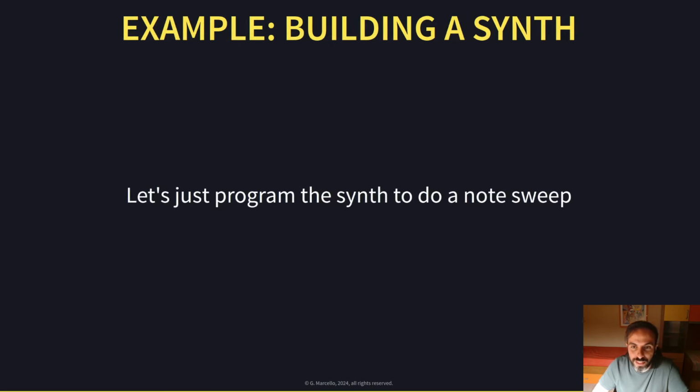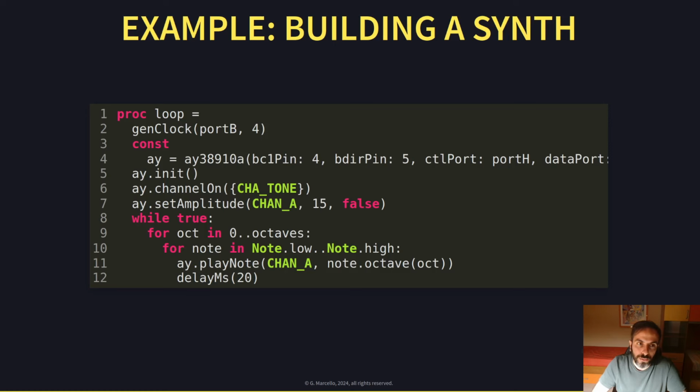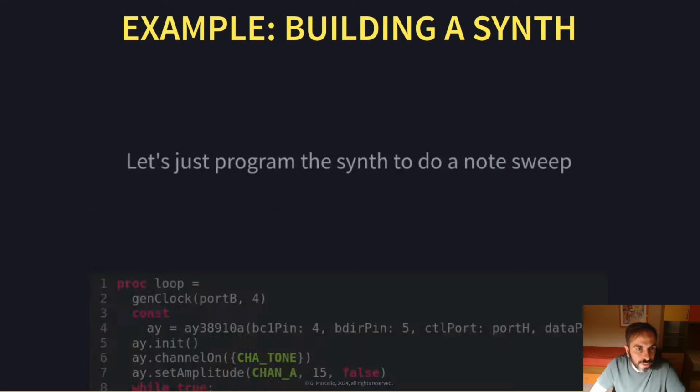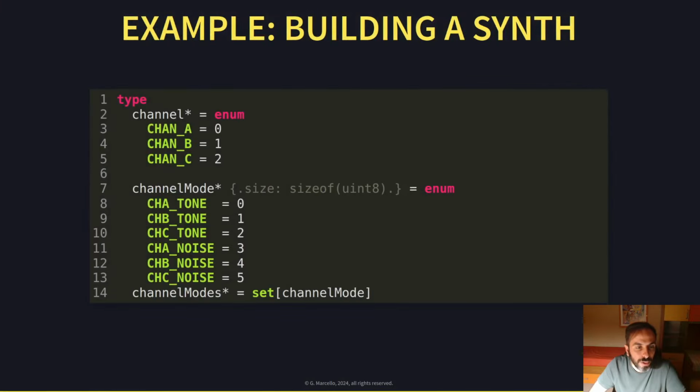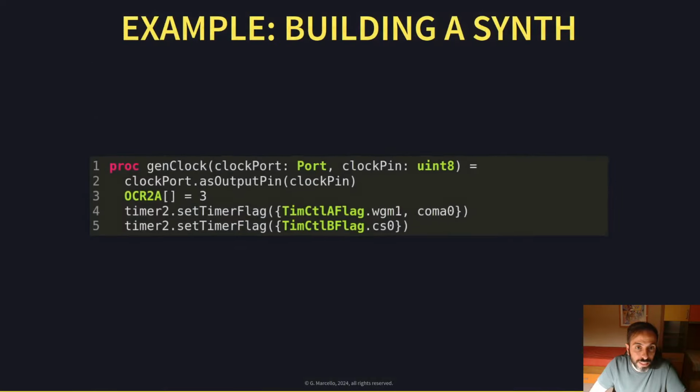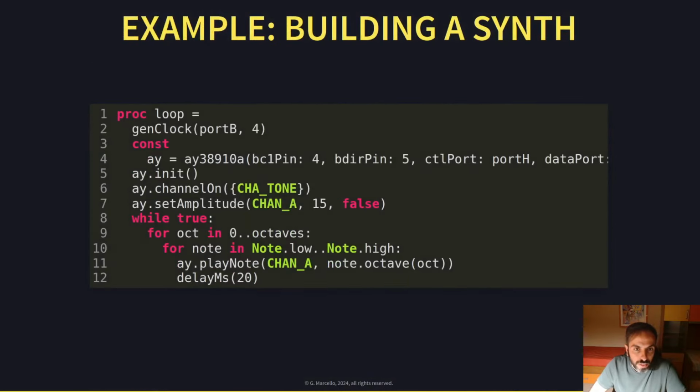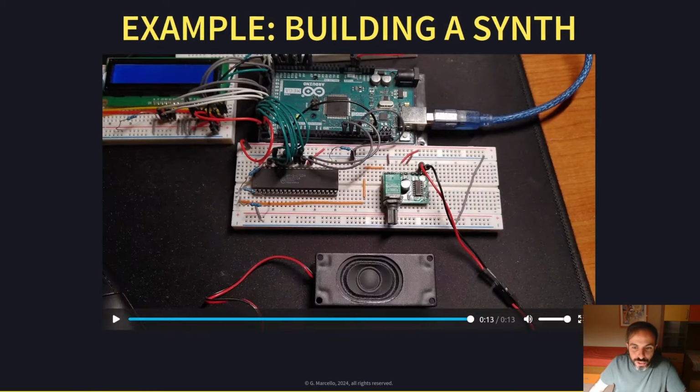Okay, so let's just program the synth to do a note sweep, which is my kind of hello world for this. You just have a simple main function here. You can see how you use the channel on, for example, API. You would use this with a bit field with the CH8 tone enum, which we defined here, right? So you can just use this, and this is type safe, okay? And then, you can see here another nice thing in Nim: we can use for with ranges, quite nice. And yeah, that's just it. So let's see it in action actually.